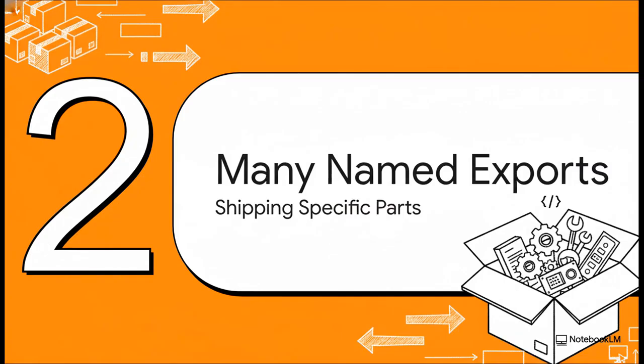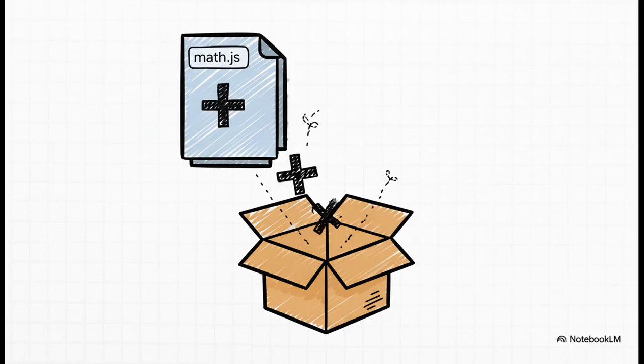Okay, but what if your file isn't just one big component? What if it's more like a collection of smaller helper functions or maybe some variables? Well, for that, we use named exports. Think of it like opening up a parts box and shipping out very specific labeled items. Here's a great example of how that works. Imagine you have a utility file, maybe for some math functions. Instead of one main thing, you've got several individual tools you want to make available. So you export each one by name. You're essentially putting all these little labeled parts into a shipping box, ready for other files to pick out exactly what they need.